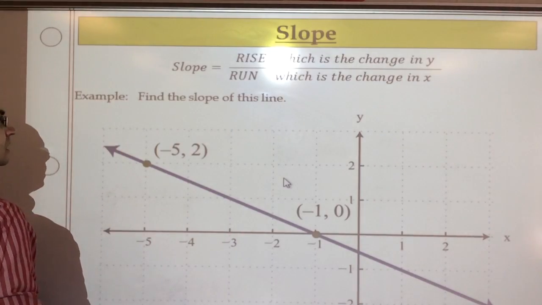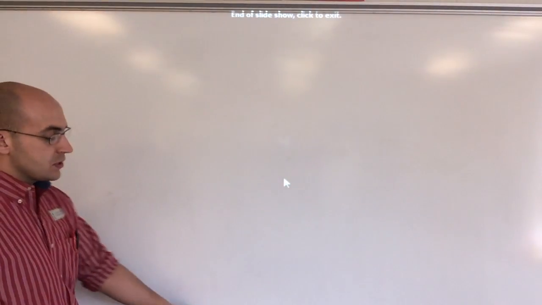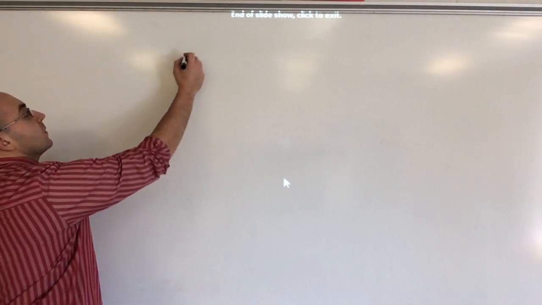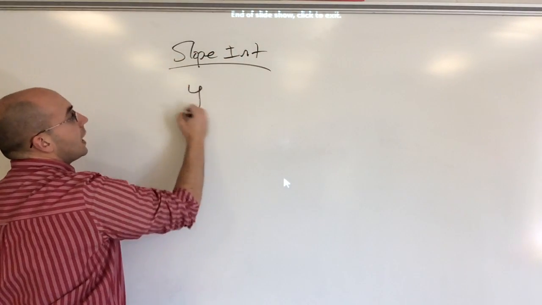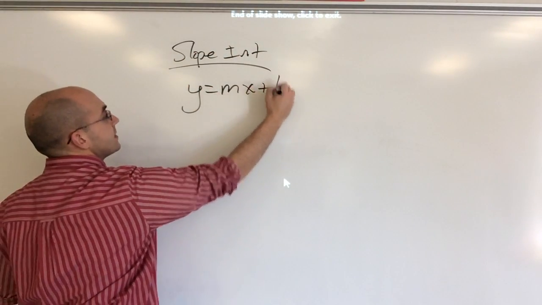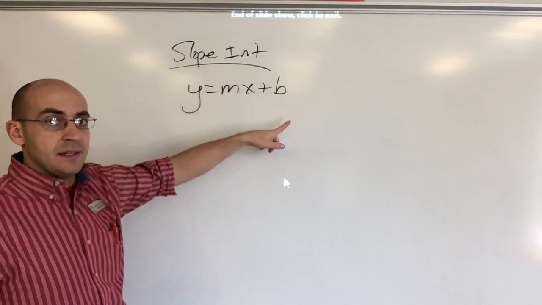Okay. So, we also talked about some other things today. One of those things was slope-intercept form. Slope-intercept form is y equals mx plus b. Now, it gives me the slope, and it gives me the y-intercept.